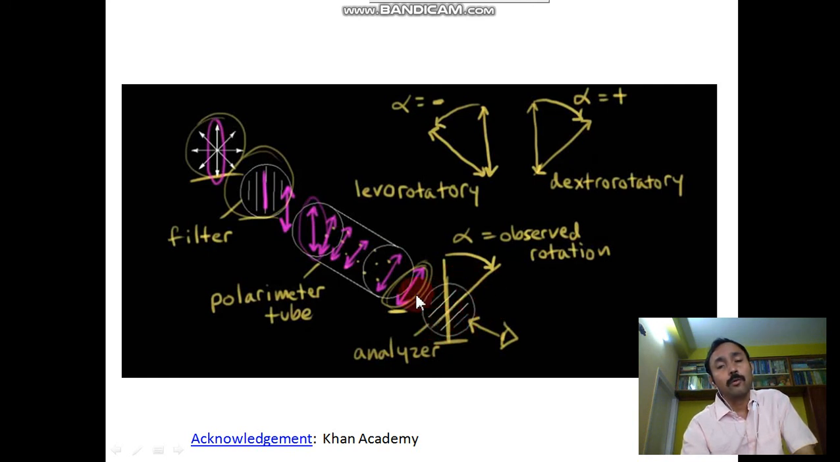On rotation of the analyzer, suppose from the initial axis of the analyzer, it is changed by alpha in clockwise direction. This is alpha plus. We are getting the light. This is known as a dextrorotatory substance. If for this substance the analyzer has to rotate counterclockwise, so this is the rotation of the axis of the analyzer. Then this is alpha minus. This is this type of rotation. When the analyzer has to rotate counterclockwise, this type of material or substance is known as a levorotatory optically active substance.